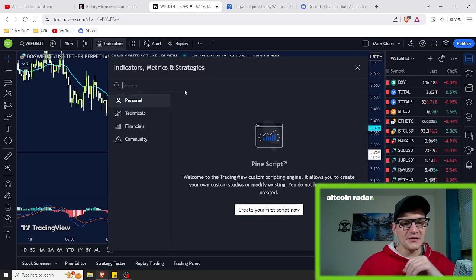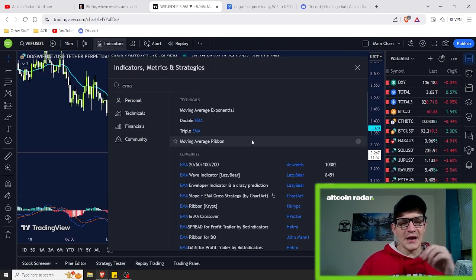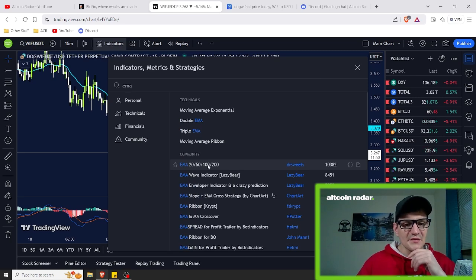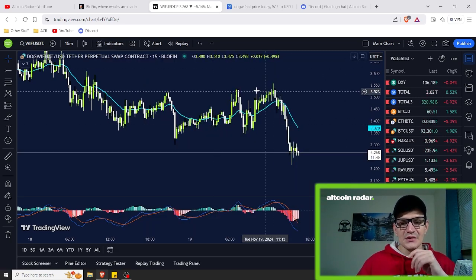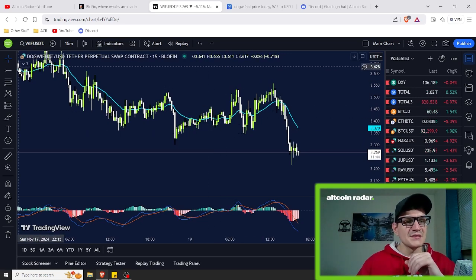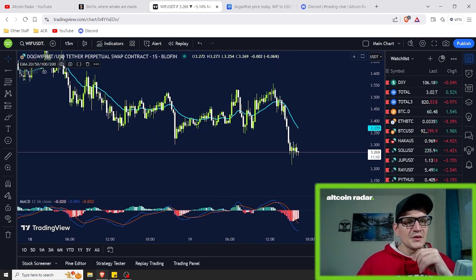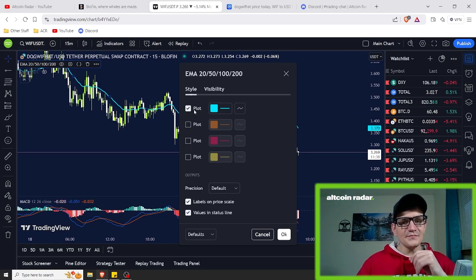So you want to go to indicators and type in EMA, and I usually go with the one called EMA 20 50 100 200 by Dr. Sweets. So you'll click on it and it's going to look a little different than the way that mine is currently set up. But what you want to do is go to the gear icon right here, and you will have all 4 EMAs currently clicked on. You want to unclick them so that they don't show on your chart anymore and only have the 20-period EMA showing, and that's it.